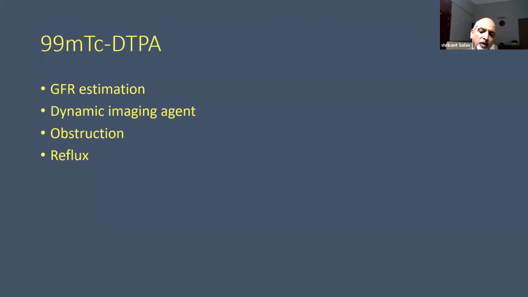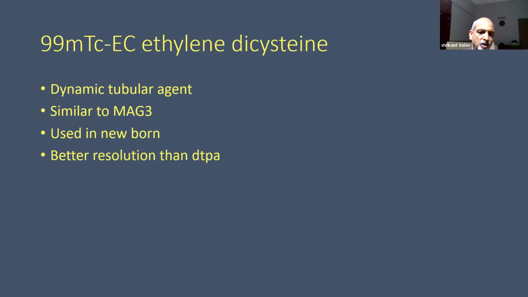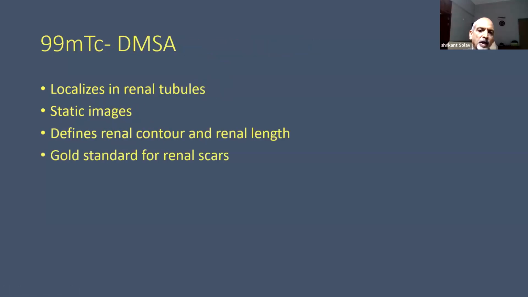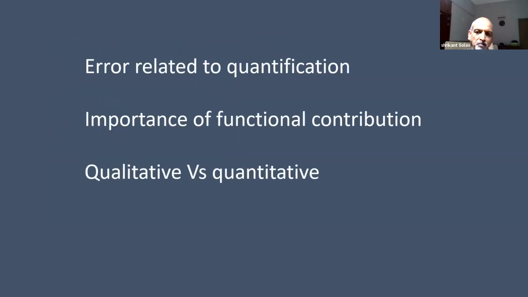So as I said, DTPA, these are the indications. This is primarily in children and newborns. DTPA gives you very high background and very poor target to background. So in newborns and infants, you should refrain from using DTPA. EC is the test of choice. And as I said, better resolution. That's the gold standard for cortical renal scars. And of course, for localizing an ectopic kidney when other imaging modalities have failed.